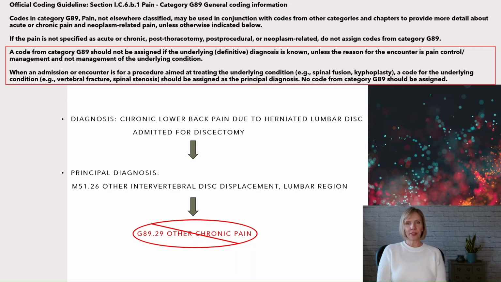If the specific condition causing the pain is known, you should use the code for that condition and do not assign a pain code from category G89. For example, if the patient is admitted to undergo surgical treatment for a diagnosis of chronic lower back pain due to a herniated lumbar disc, you would only assign the code for the herniated disc. You would not assign a code for chronic pain.